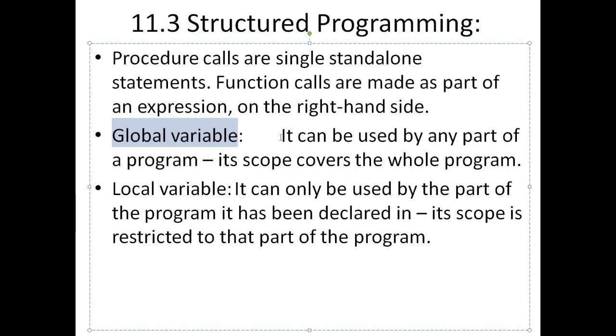The first one is known as a global variable that can be used by any part of a program. Its scope covers the whole program. And then we have local variables, which are only created inside a subroutine, meaning either inside a function or procedure, and are destroyed or discarded as soon as the function or procedure ends. It cannot be accessed by anyone outside the function or procedure. Its scope is restricted to only that part of the program.